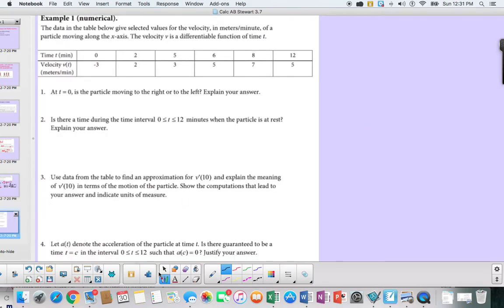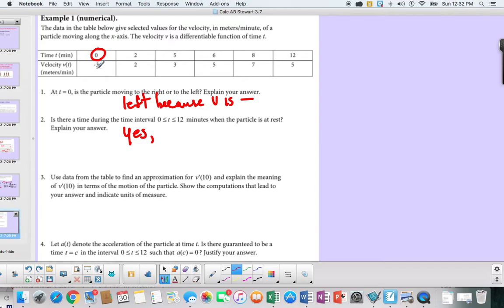All right, here's a numerical example where we look at velocity. So here's a table of time and velocity. At time t equal to 0, is the particle moving to the left or to the right? Okay, at time equal to 0, the answer is that it's moving to the left because velocity is negative. Is there a time on the interval when the particle is at rest? And the answer is yes. How do I know that?